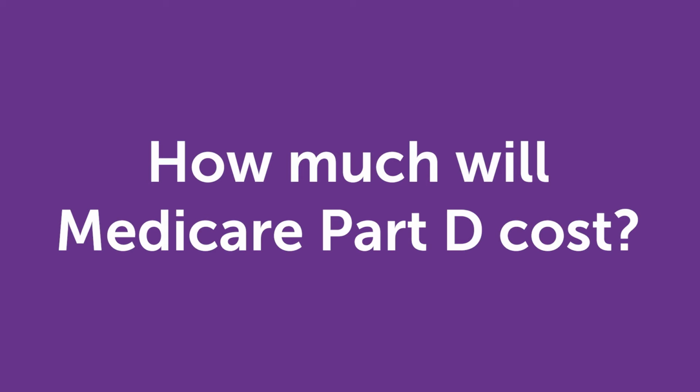Now that we have a general framework of how formularies and tiers and pharmacies work, let's discuss exactly how much Medicare Part D or a Medicare Advantage prescription drug plan may cost you. The cost of a Medicare Part D plan can include the premium, an annual deductible, coinsurance, and copayment. The costs depend on the plan that you choose and the medications that you take.